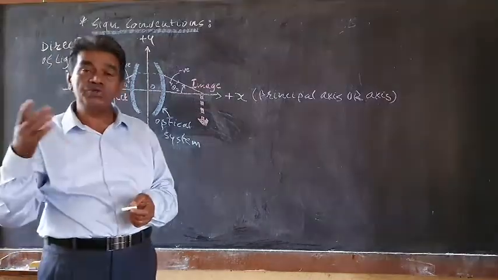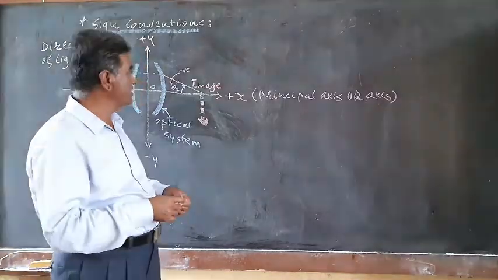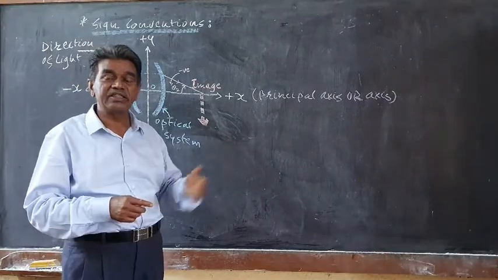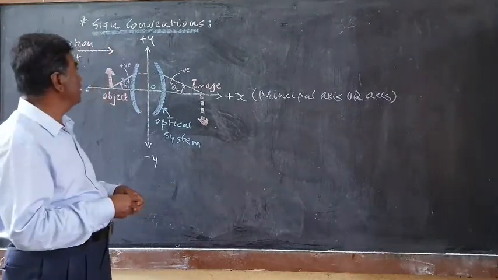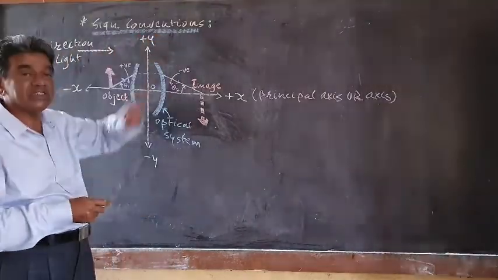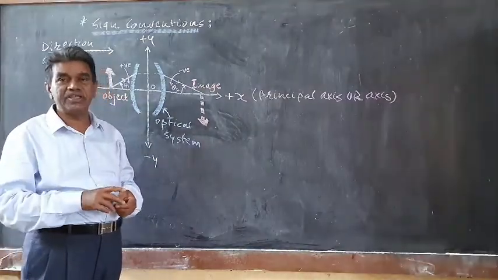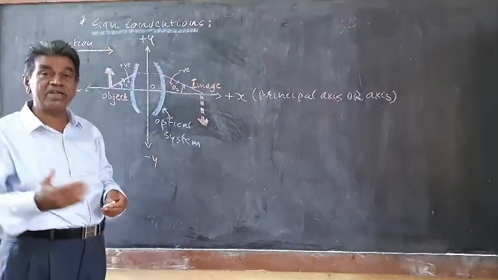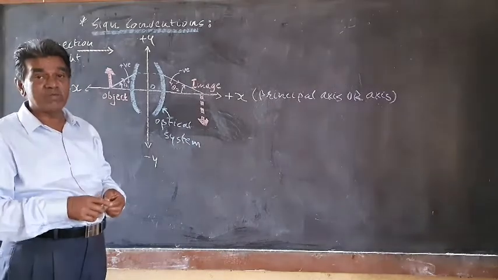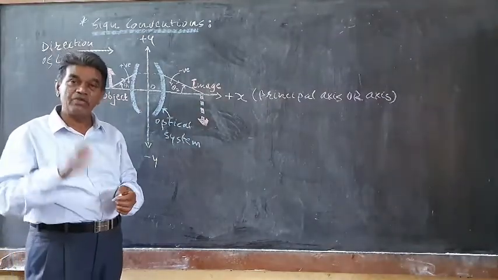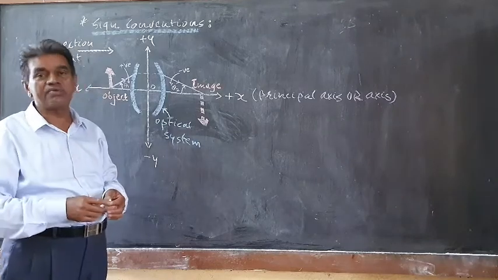So before going to those articles, we will study what the sign conventions are. Today we will study the sign conventions in optics. The sign convention used in optics is similar to the geometrical coordinate system. Geometrical coordinate system means we have to consider the x and y axes.